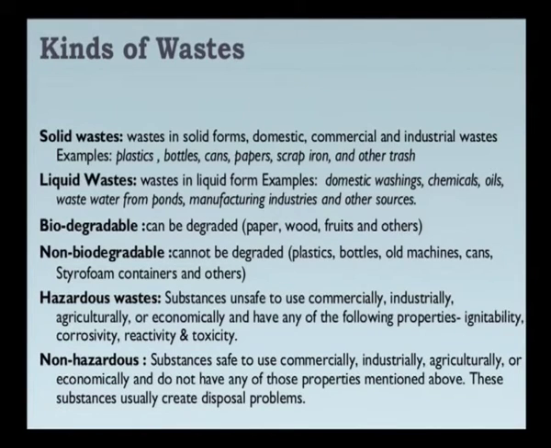The different kinds of waste we are talking about are, in solid form, domestic, commercial and industrial waste, plastics, bottles, cans, paper, scrap iron and other trash. Liquid waste is like domestic washing, like the detergents from the washing machine, wastewater from ponds, manufacturing industries and other sources. Biodegradable waste is like paper, wood, fruits and vegetables. Non-biodegradable waste cannot be further degraded or decomposed, like plastics, bottles, old machines, styrofoam containers, computer parts, CDs, cans. All of this comes under non-biodegradable.